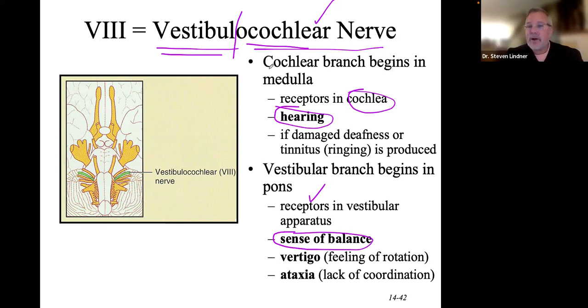When there is dysfunction to the cochlear nerve, that can result in deafness, or the abnormal sound, what people call ringing in the ears, is called tinnitus. When there's damage in the vestibular branch, that can result in vertigo, which is the feeling that the person is spinning. Or they have ataxia, and ataxia is very poor coordination, especially when they're walking. They're very, very much off balance.